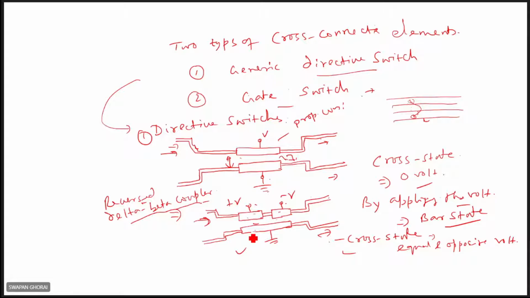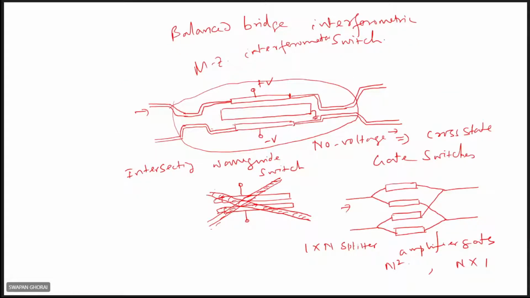One more configuration is here. Rather, two more directive switches using interferometric setups, very similar to Mach-Zehnder interferometers. Here you can see there are two 2x2 couplers, connected through two waveguides. In these waveguides, electrodes are there where opposite voltages are applied. So in this case, it's a balanced bridge configuration.